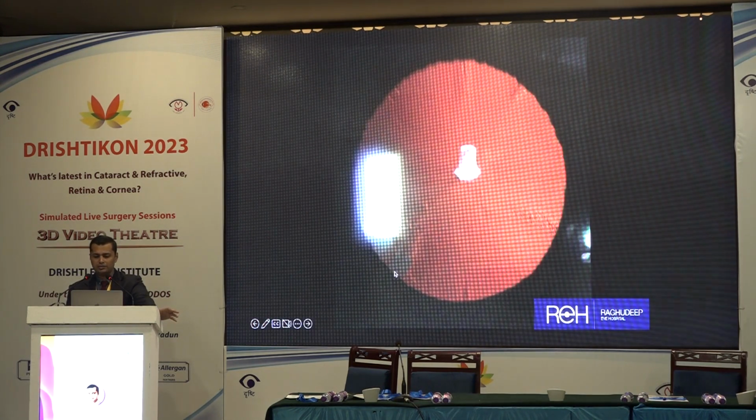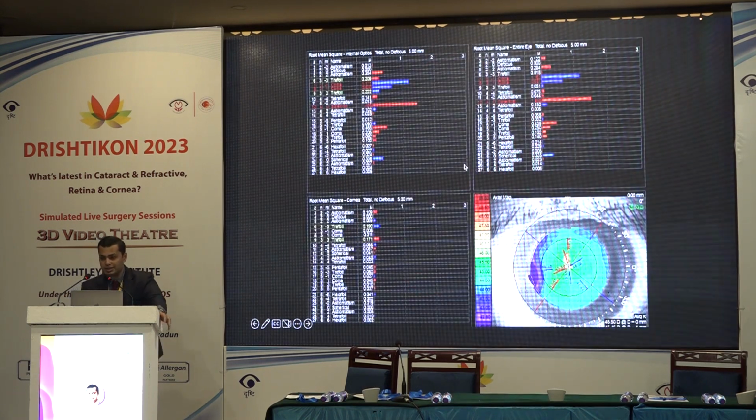Mild cortical changes early for an age, but otherwise pretty much clear lens in the eye. But this is the patient's aberrometry. Just again, I'll run you through. Cornea is absolutely fine. Lower half is cornea. It's absolutely fine. The total aberration profile of the eye shows a significant spherical aberration. Spherical aberration is a defocus, like myopia. But all of it is originating from inside the eye, internal optics.